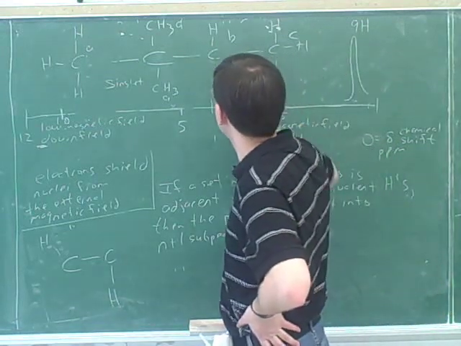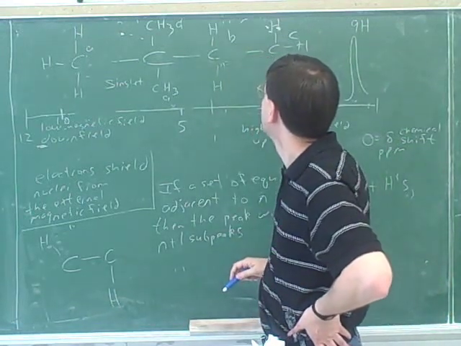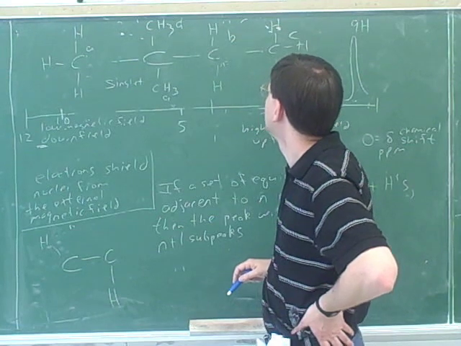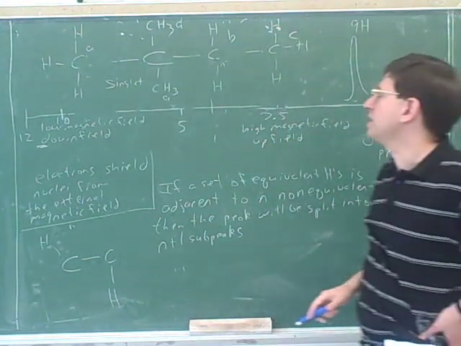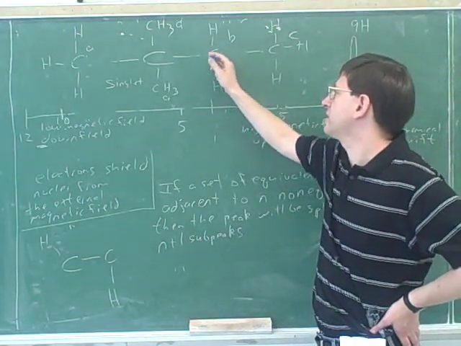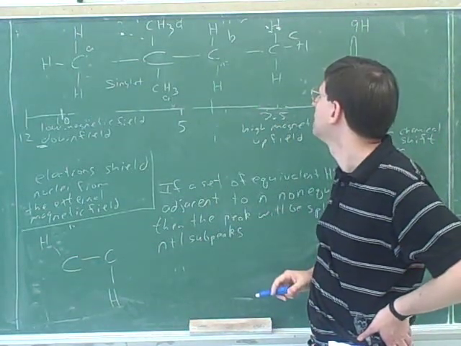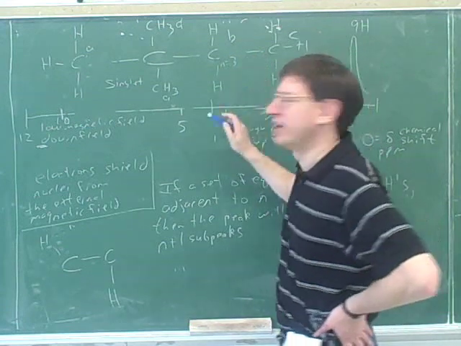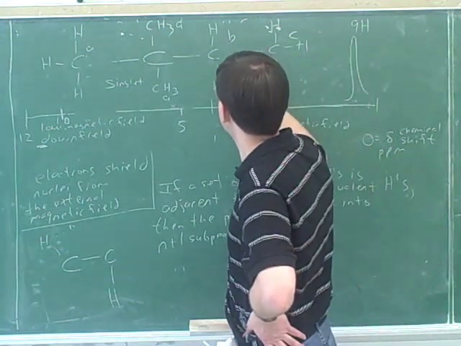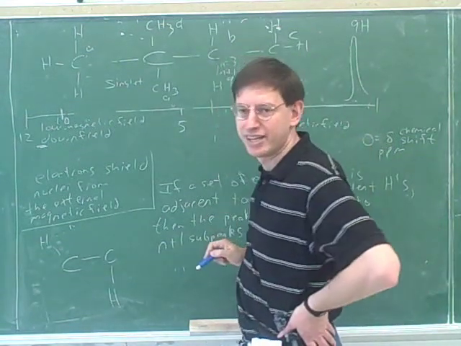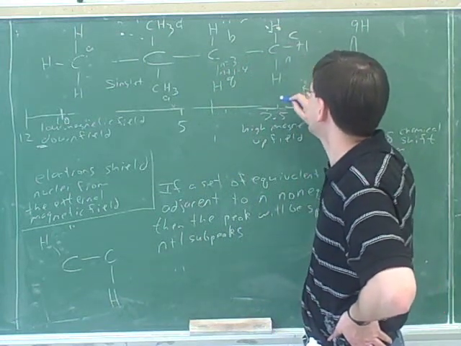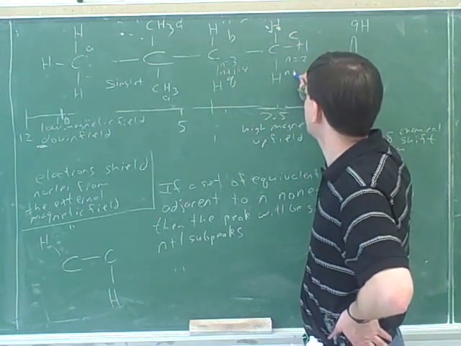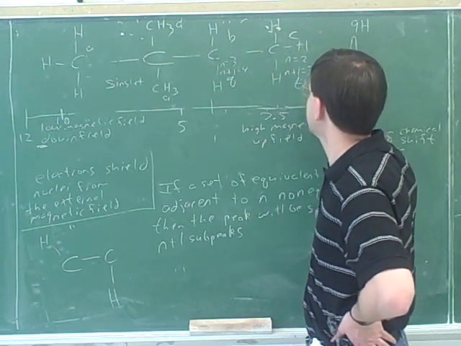So what would N be for group B? Take your time. How many non-equivalent hydrogens are adjacent to group B? 3. Maybe you're already doing N plus 1. And then N plus 1 would be 4. That'll give you a quartet. And then how about group C? What would N be for group C? 2. And then N plus 1 would be 3, and that would be a triplet.